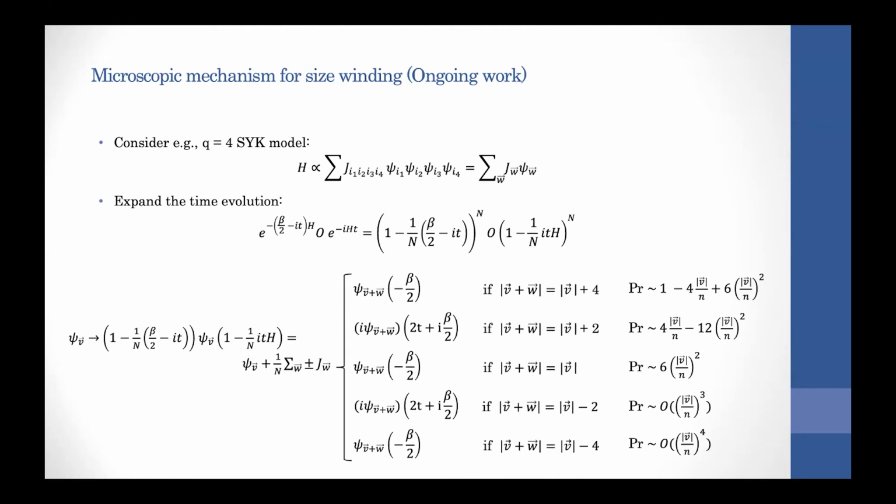Yes? It looks like a lot of these terms disappear when you send beta to 0, but some of them are still there. Do you expect this behavior, this size winding, to also happen at infinite temperature? No. No. So what happens to the terms that linger when you send beta to 0?